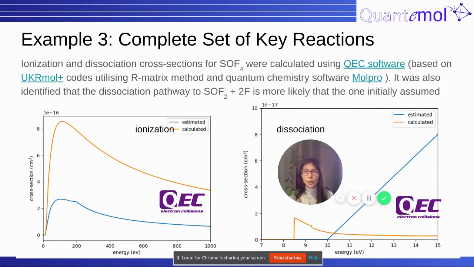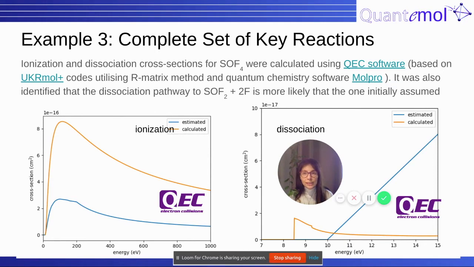To get more accurate information on ionization and dissociation cross-section for SOF4, we have used our software called Quantemol EC or QuEC. This software is based on UKRmol+ codes, and these codes actually utilize the R-matrix method for calculation and quantum chemistry software MOLPRO. So these are ab initio calculations, and the main input parameter is just molecular geometry.